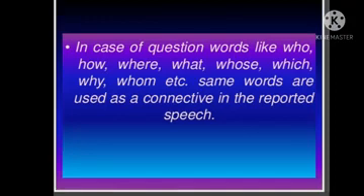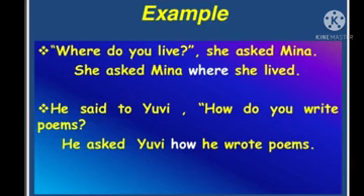Now we can focus on the questions that begin with the WH words. The WH words include who, how, where, what, whose, which, why, whom. If we have a question beginning with a WH word, that same WH word will act as the conjunction. No need to use if or whether, and we have to use the same WH word used in the sentence. We're given here, where do you live? She asked Meena. So where is a WH question. So we can make the indirect speech by writing, she asked Meena where she lived. We got lived because do plus live is simply live, so that is in simple present. So we have to change that into simple past tense. So the answer is, she asked Meena where she lived.